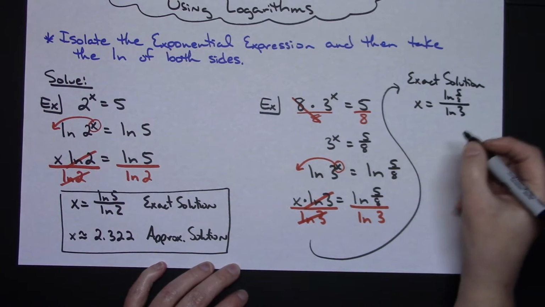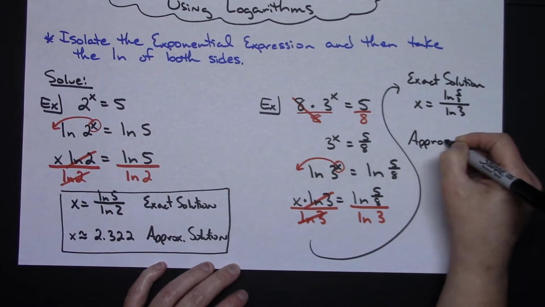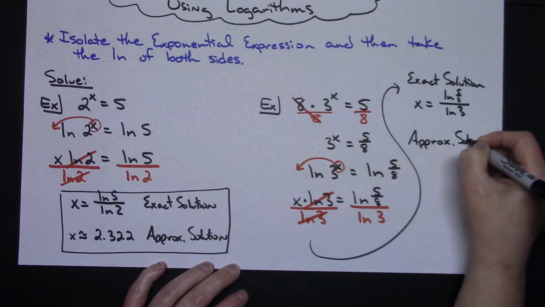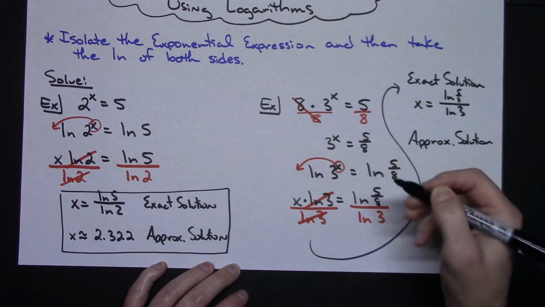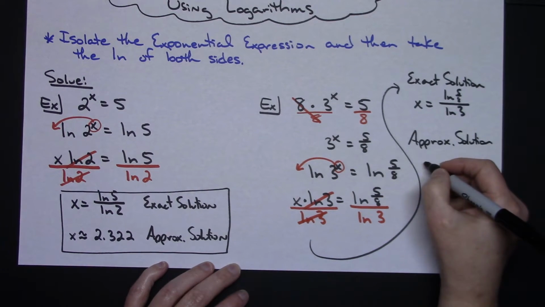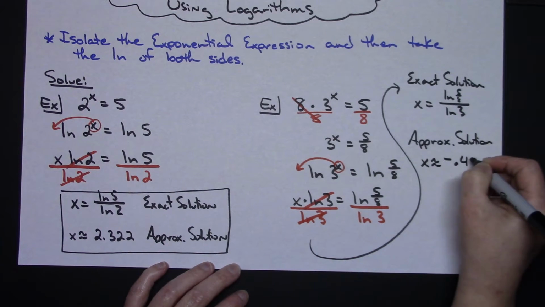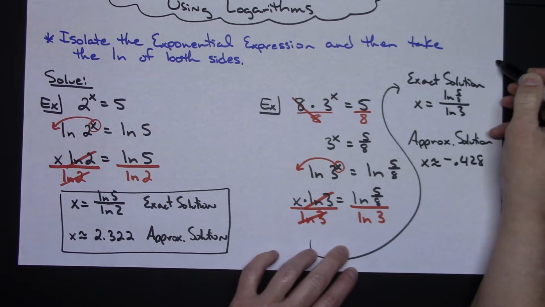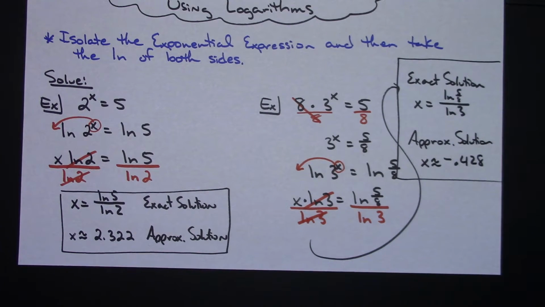And then you're probably going to be required to come up with an approximate solution, in which case you'll have to grab your calculator. Again, you might want to pause the video, see if you can put this in your calculator and get the appropriate decimal. But I got approximately negative 0.428 for that one. Okay, so there's just a couple.